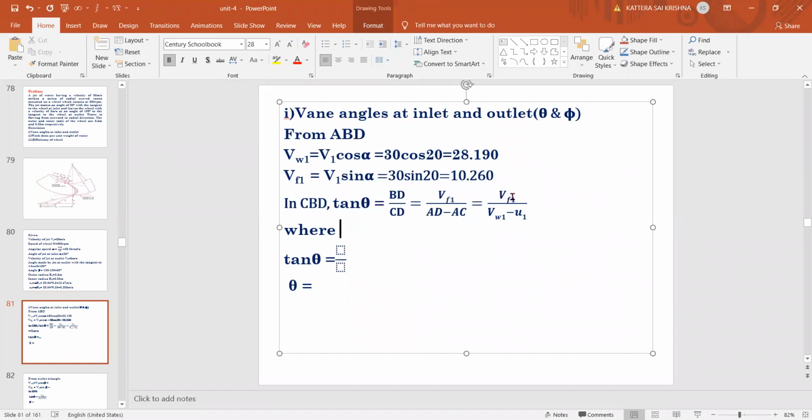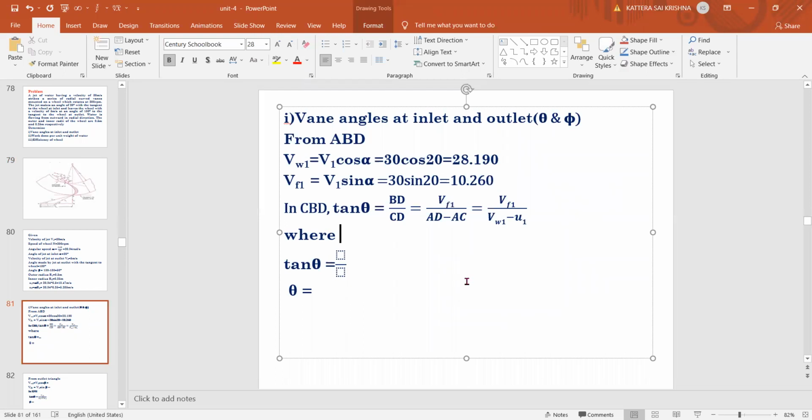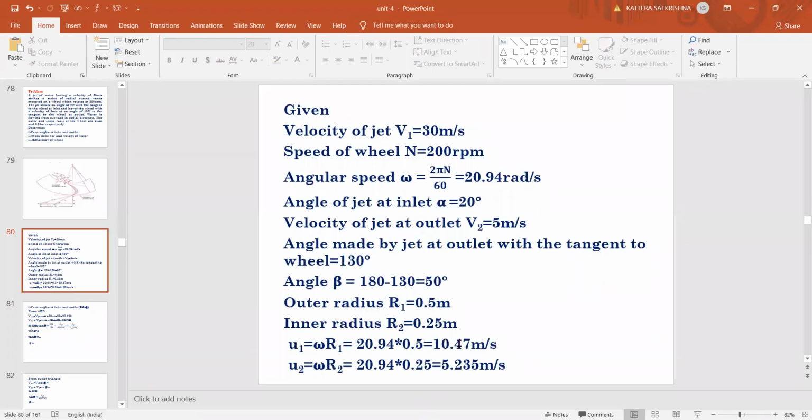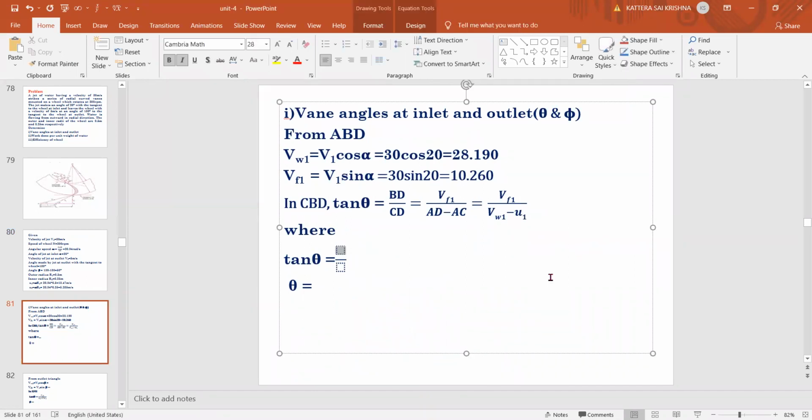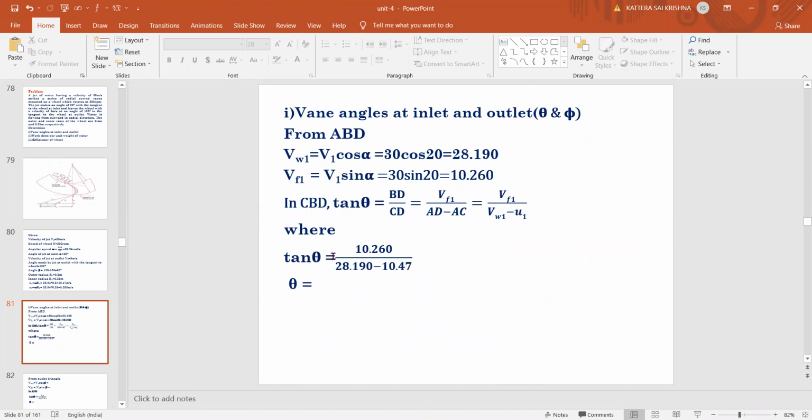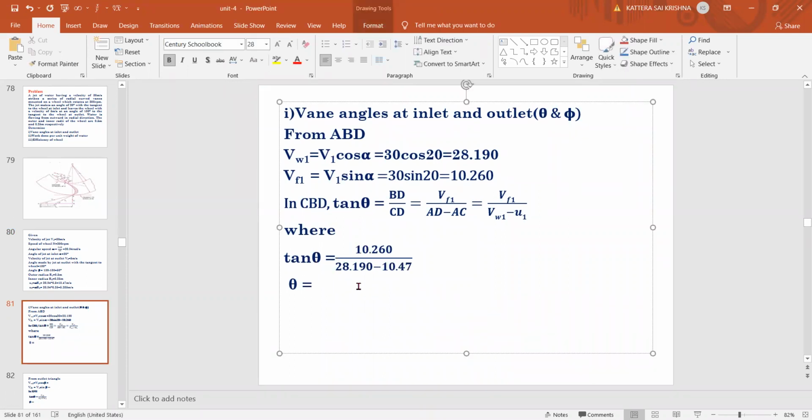So now you can substitute VF1, which is already calculated here, 10.260, divided by VW1, which is 28 minus U1. Already we have calculated U1 in the previous slide, that is 10.47, right? So you'll get the values of this one. So 10.260 divided by 28.190 minus U1, which is 10.47. 0.579. Right. So theta equal to tan inverse of this value. If you do, you'll get theta equal to.